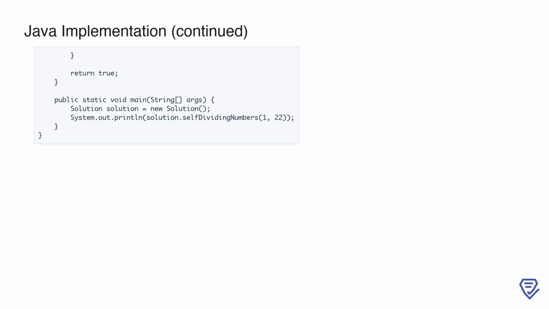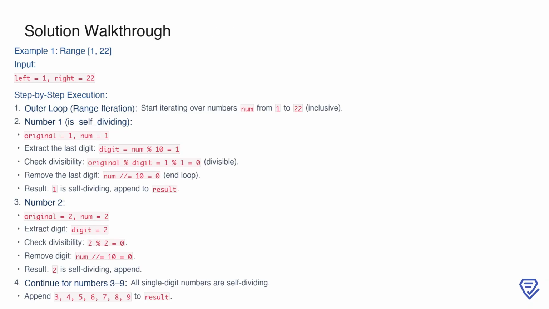Finally, in the main method, we create an instance of the solution class and call selfDividingNumbers with the range 1 to 22. The result is printed to the console, showing all self-dividing numbers within this range. To solve the problem, we start with the range of numbers from 1 to 22. The goal is to identify which numbers in this range are self-dividing.